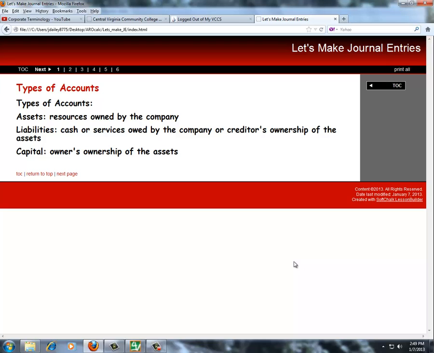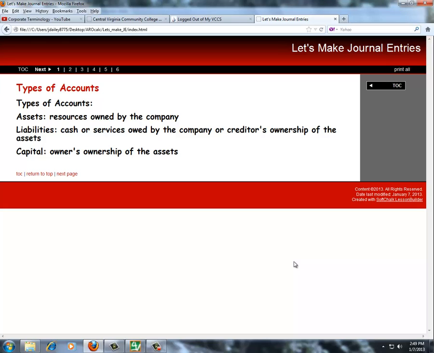The liabilities are cash or services that are owed by the company. So I've bought something or received money in advance, and now I either have to pay what I purchased, or I have to provide services for what I received the cash for. Or another way of thinking of that is these are creditors' ownership of the assets.